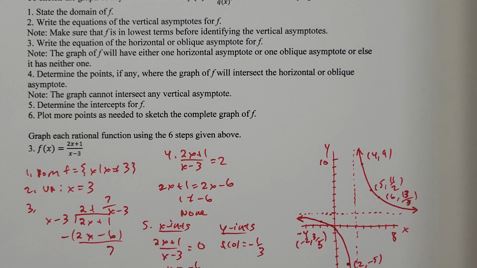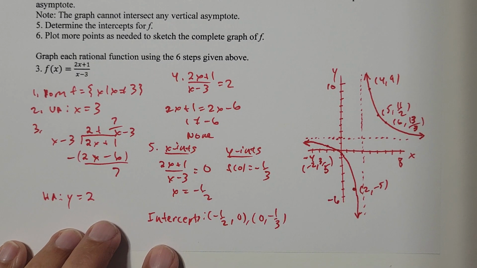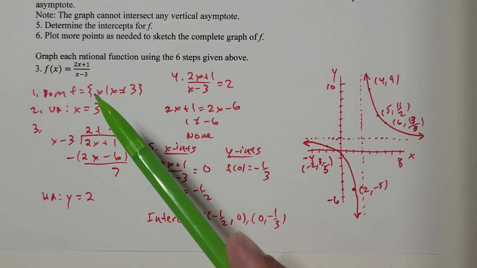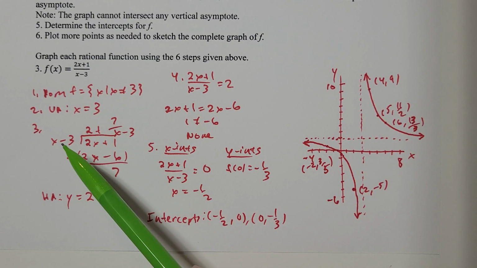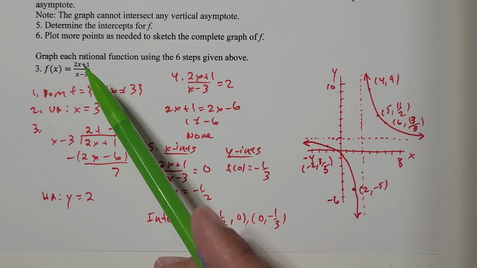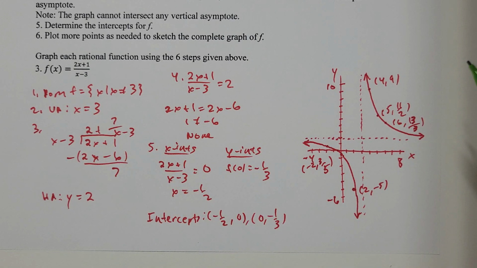Now I know at this point that I'm going to have a horizontal asymptote. It's not going to be at y equals 0, though. It's going to be at y equals some other number. To get that number, we'll use division. The expression that's in the denominator is going to go outside the division bar. The expression that's up top is going to go underneath the division bar.